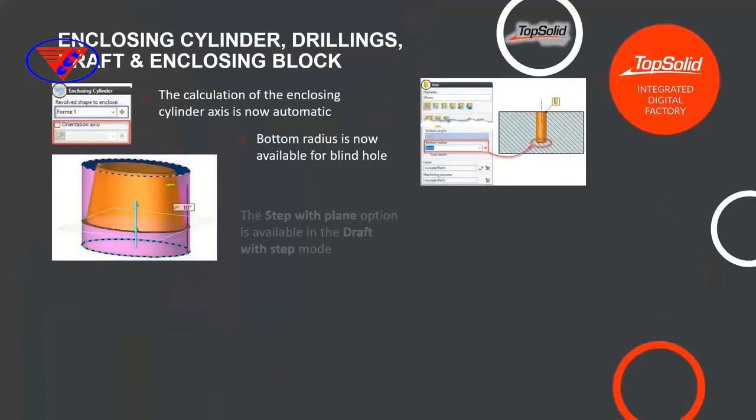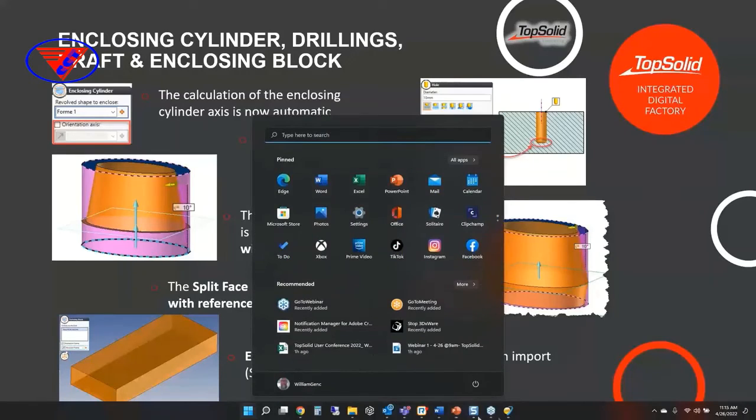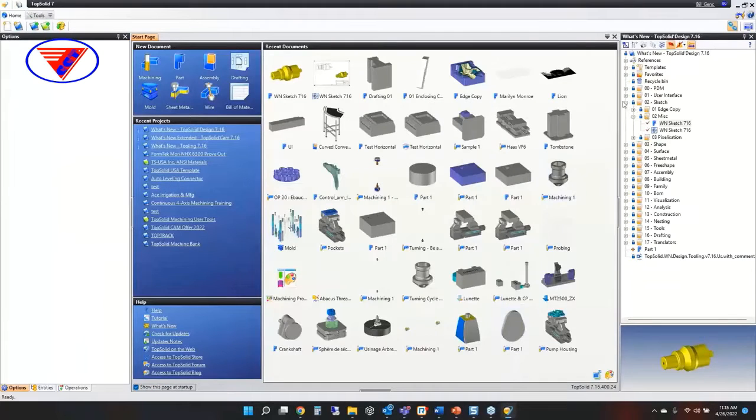So in shape, the first thing that I want to talk about is an improvement made to the calculation of the enclosing cylinder. The axis is now calculated fully automatically. Okay, let's go have a look. So we'll go look at shapes.